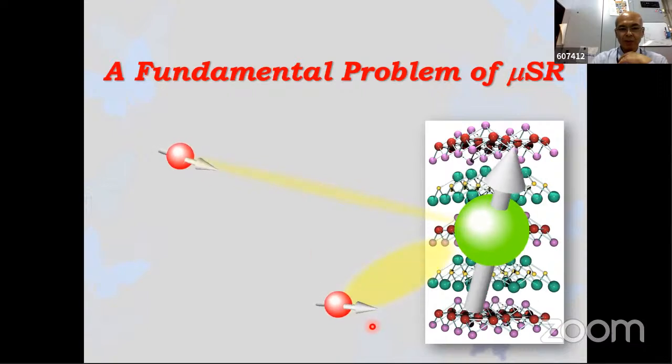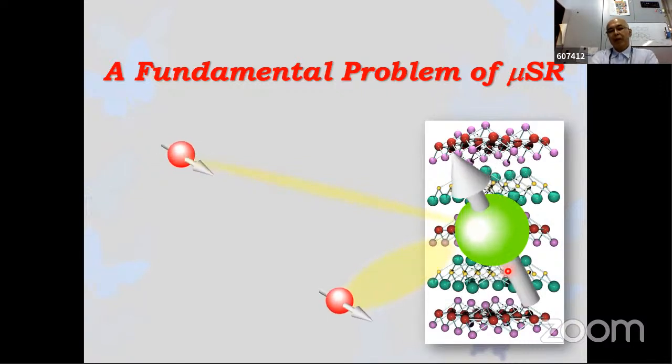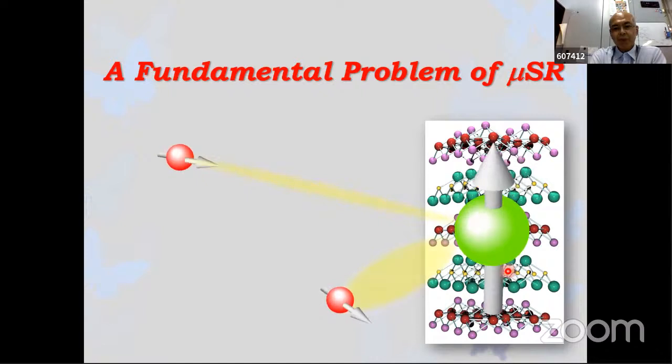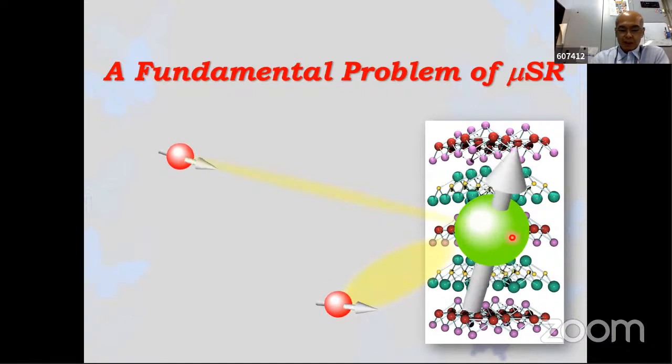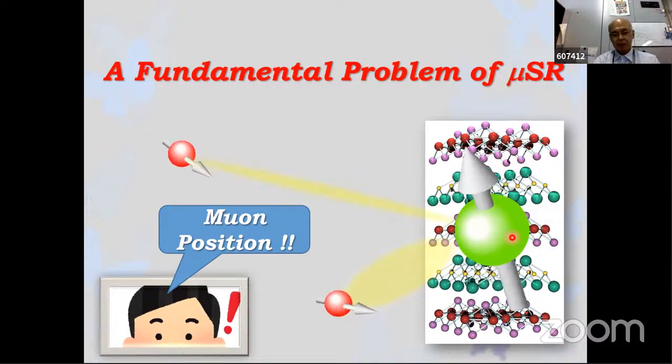For instance, if there are two muon sites, our information from μSR can be mixed. On the other hand, if the muon is all the time too far from the electrons, even though we do the μSR, we have nothing. Then we have to give up. So in order to discuss this kind of magnetic interaction, we have to understand where the muon is. So the information of the muon position is a key, especially the key for the future of μSR. But at this moment, we don't know how to determine the muon positions inside the material.